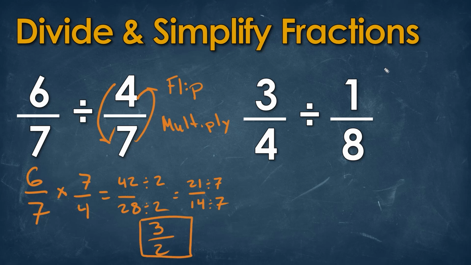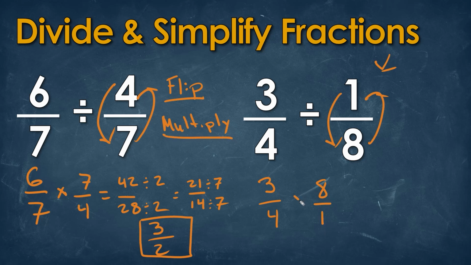Moving on to this question here, we have 3 over 4 for that first fraction. Now remember, we flip first, so we're going to flip the second fraction. So we're going to put 8 at the top, we'll put the 1 at the bottom, and now we're going to multiply. So we multiply across, so looking at the two values at top, that's going to be 3 times 8, which will be 24, over 4 times 1, which will be 4.